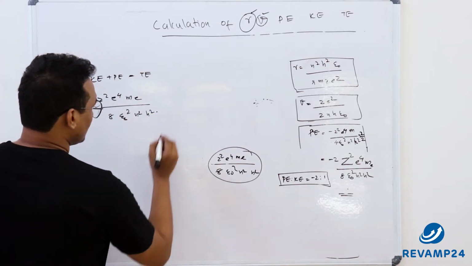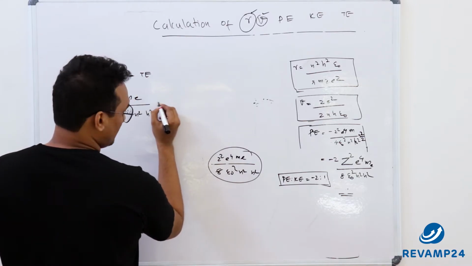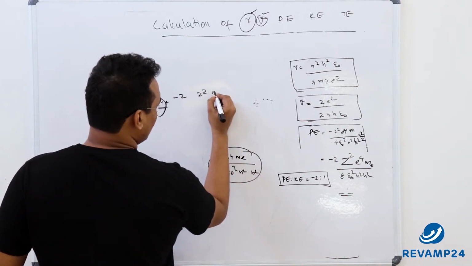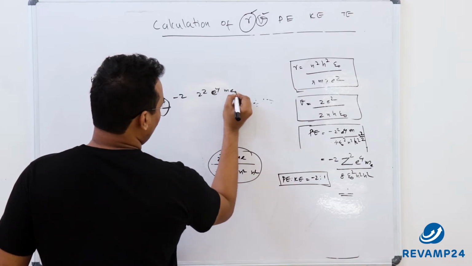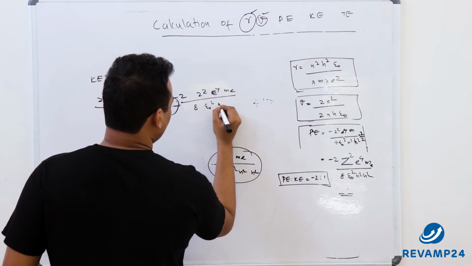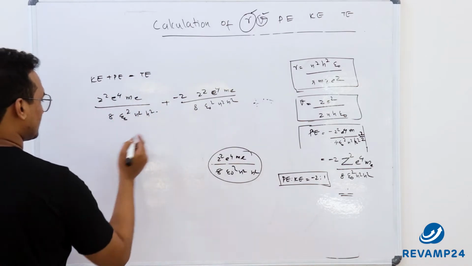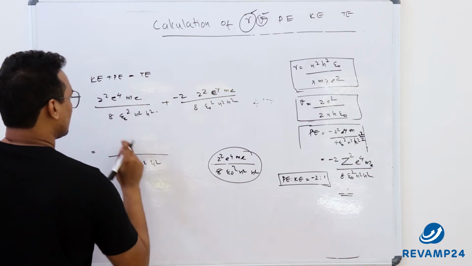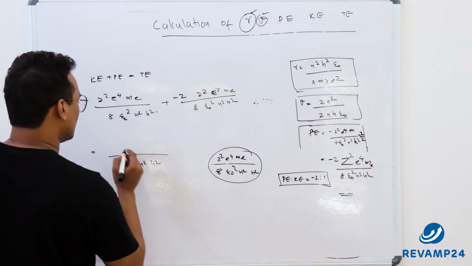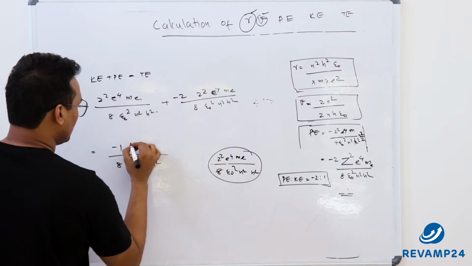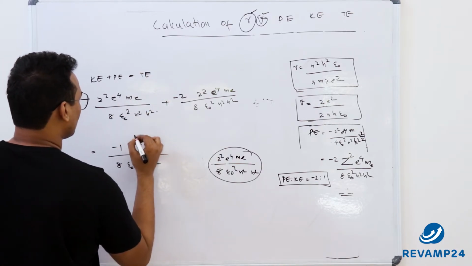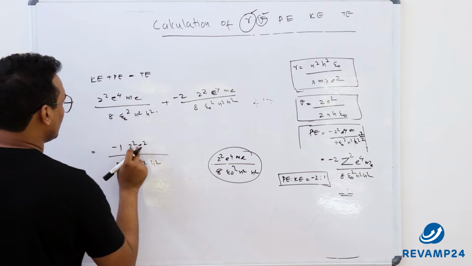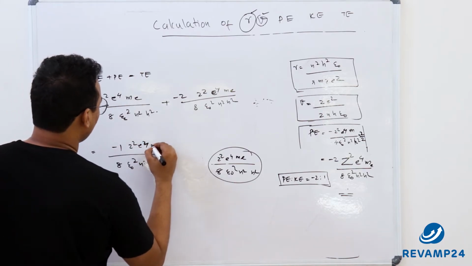Plus, what is the value of potential energy? Minus 2 Z square e power 4 me divided by 8 epsilon 0 square n square h square. So the denominator is the same, that is 8 epsilon 0 square n square h square. So 1 and minus 2 of the same thing, that is 1 minus 2, minus 1, into Z square e power 4 and me.